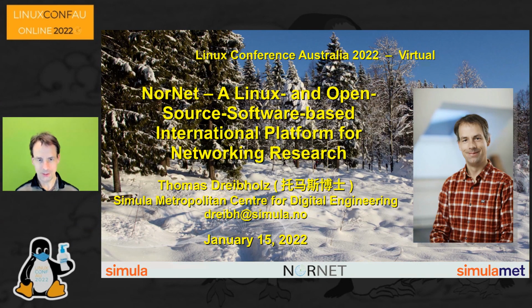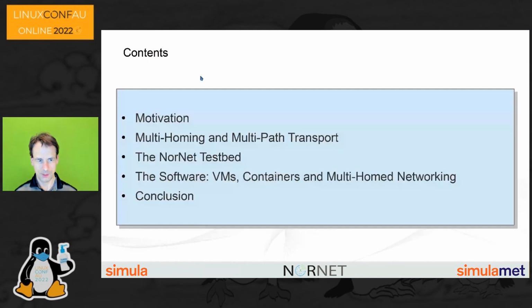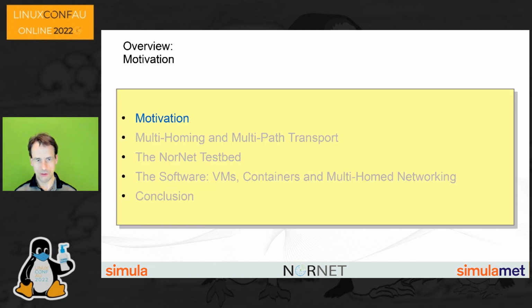Thank you for the introduction. Then welcome to my presentation about our NorNet infrastructure. First, I will shortly introduce you the motivation of our work, which is around multi-homing and multipath transport. And then I come to some interesting details about our testbed infrastructure, particularly with regard to virtual machines, containers, and multi-homed networking. So what's the motivation of our work?